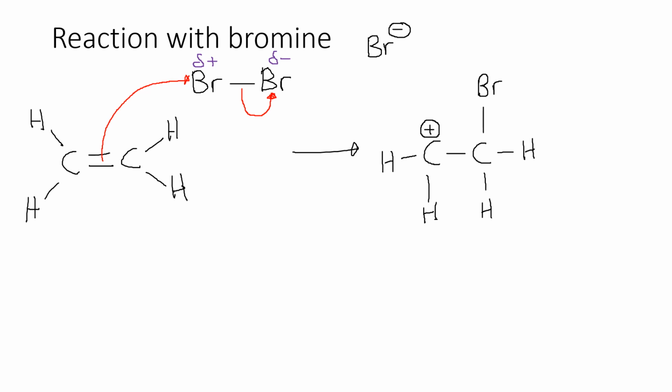And then in the final step, we add another curly arrow that shows a bond forming between the Br minus and the carbocation. So your curly arrow starts at the Br minus. Remember, curly arrows always go from negative to positive. And what we've done is we formed this new carbon to bromine bond.